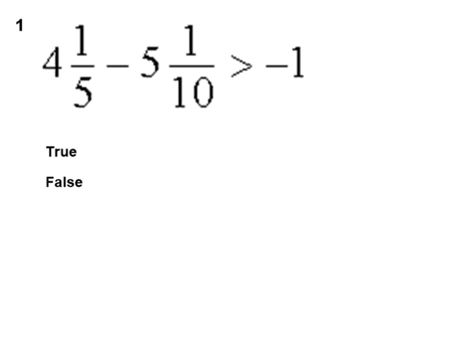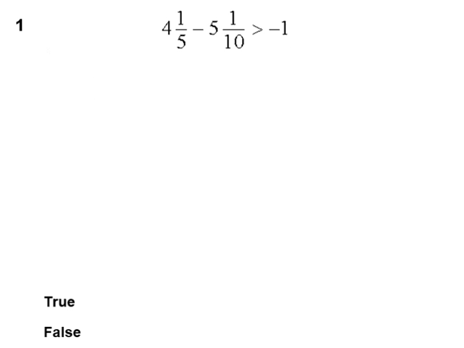The first question says 4 1/5 take away 5 1/10 is greater than -1. Is that true or false? The difference between this type of question and what you would have seen in grade 7 or grade 8 is that you are taking away a larger amount of fraction than you started with, which means your answer is going to be negative. But the procedure that we're going to use is the same.